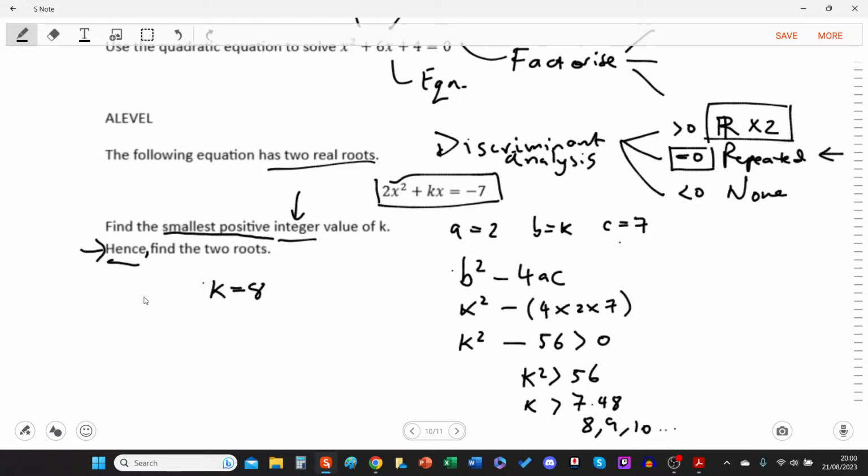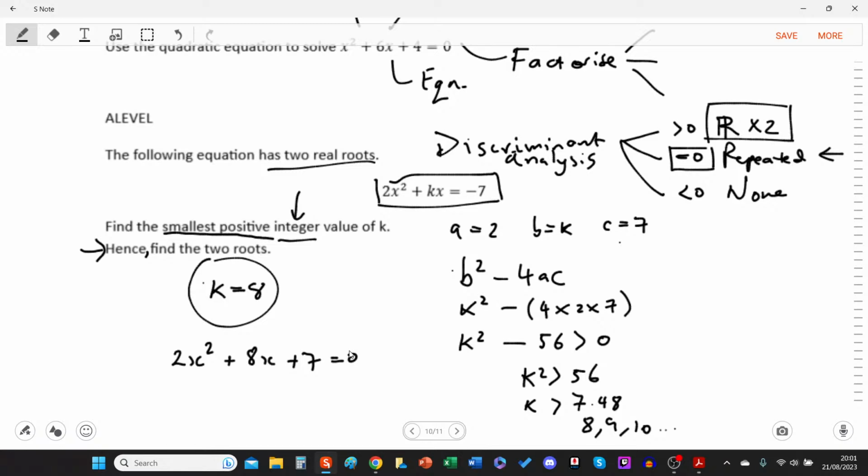If you want to learn the inside terminology, hence means use what you've done already. And sometimes it says hence or otherwise, because it's not going to hold you back to say, oh, you have to use the previous one. But hence is a clue that you're going to make your life easier if you do. So let's use what we just did, k equals 8, and put it in 2x squared plus 8x plus 7 equals 0. And to find the 2 roots, we're just going to use whatever standard methodology we're using for quadratics.